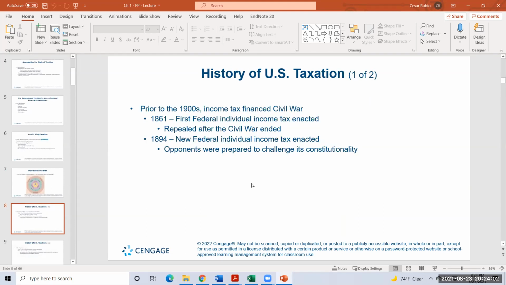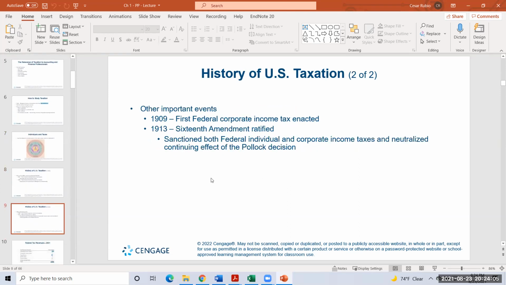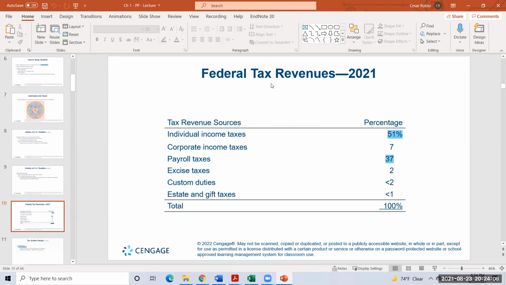Read about the history of U.S. taxation. And then the federal tax revenues. Most of the reason that we do taxation is to generate revenues, right? That is one of the objectives for the tax. So if you can see, 51% of it is coming from individual income taxes, and 37% is coming from payroll taxes. That's pretty large, right? When you compare it to the other categories, especially corporate income taxes. So they don't get their money from corporate tax, but they get it from individual income taxes.